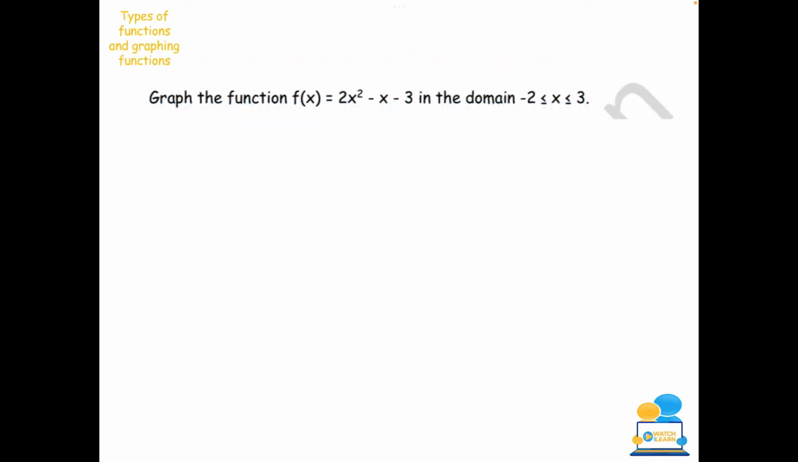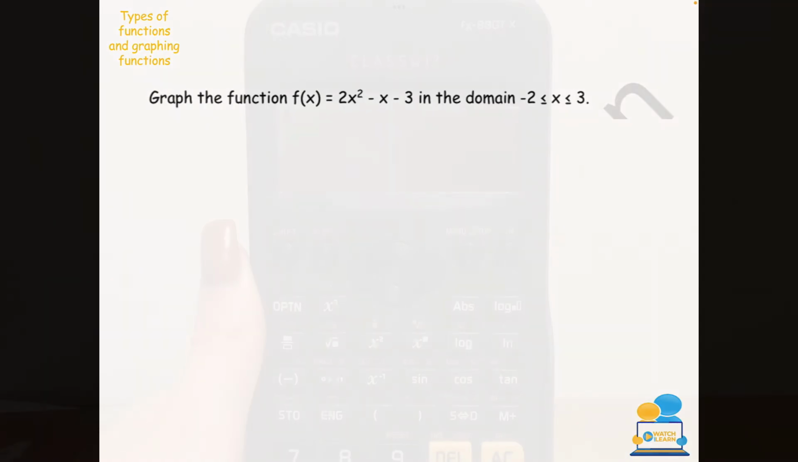Graph the function f(x) = 2x² − x − 3 in the domain −2 ≤ x ≤ 3. So again, if we remember our 3 steps, the first one we need to do is get our table. We need our inputs, our function and our outputs in this table.